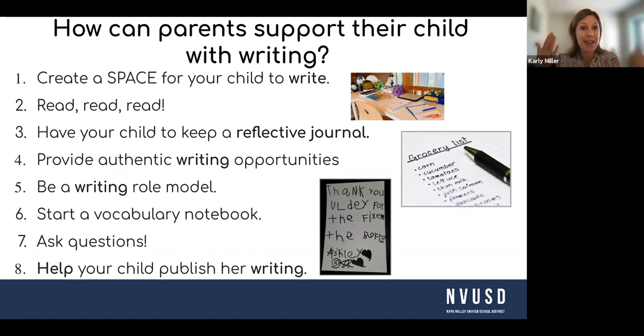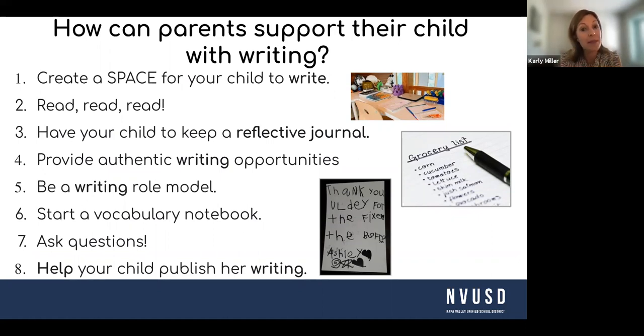We need to read with them as much as possible. And I think that goes without saying, but as they want to read picture books and they want to read the same one over and over again, that's great because that's cultivating their ideas and making them think about different things that they're not familiar with.